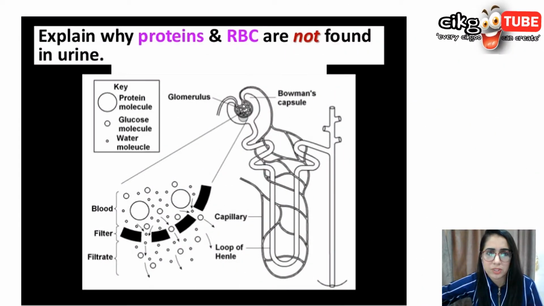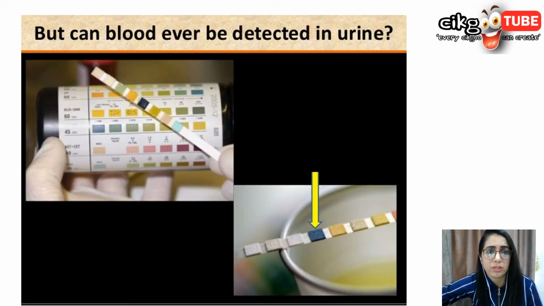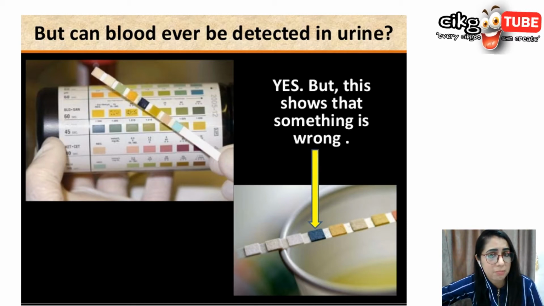Just now I mentioned red blood cells, white blood cells, all these large molecules are not found in the urine. Why? Too large to be filtered. And now, can blood ever be detected in the urine? Yes, but that shows something is wrong. Blood is not supposed to be detected in the urine.